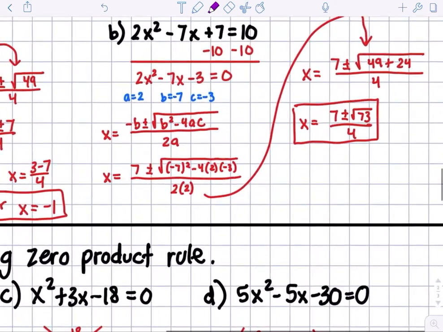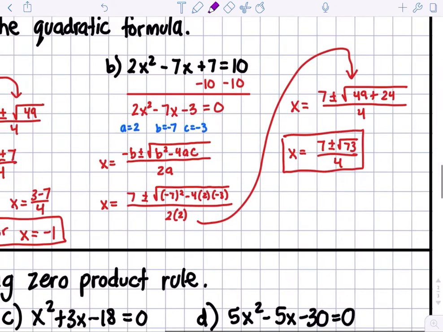Part B. Alright, when you do quadratic formula, make sure that it's set equal to 0. So in this problem, you have to subtract 10 first in order to set it equal to 0. Then from here, your a value is 2, b value is -7, and your c value is -3.